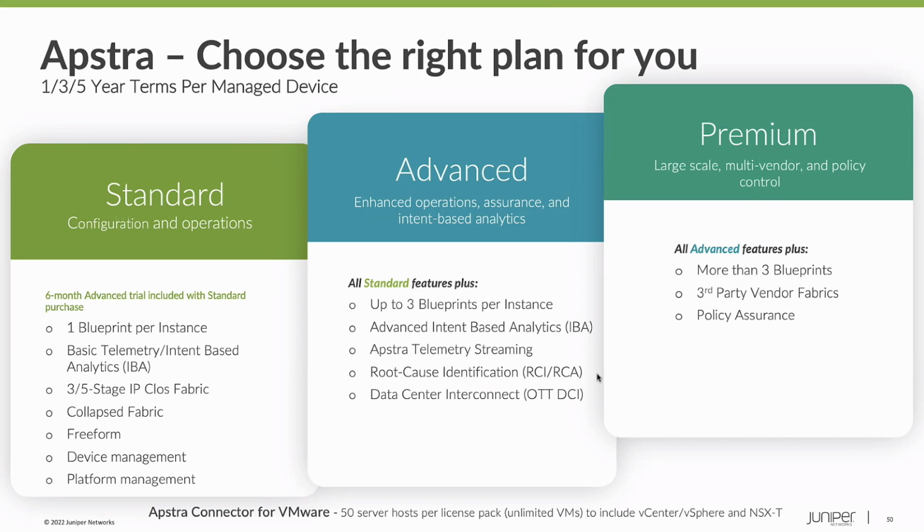The premium license is all the things. It brings in some policy assurance and security things that we've talked about at Network Field Days in the past, all the multi-vendor stuff, and the unlimited scale is in the premium license. Advanced is a great fit if you're a Juniper shop using lots of QFXs and those kinds of devices. You get pretty much all the capabilities. What we've introduced is this standard tier. This standard tier is really low cost.